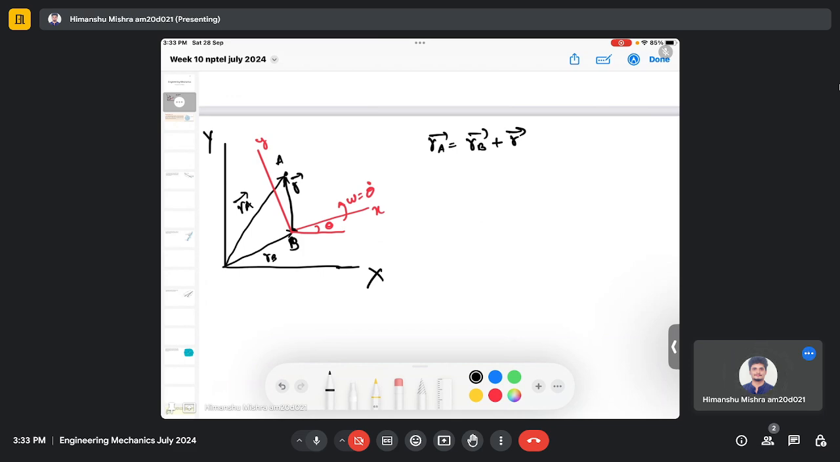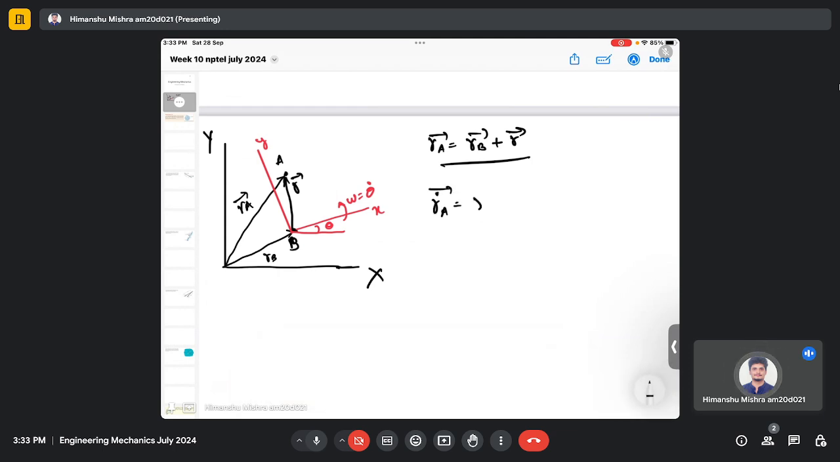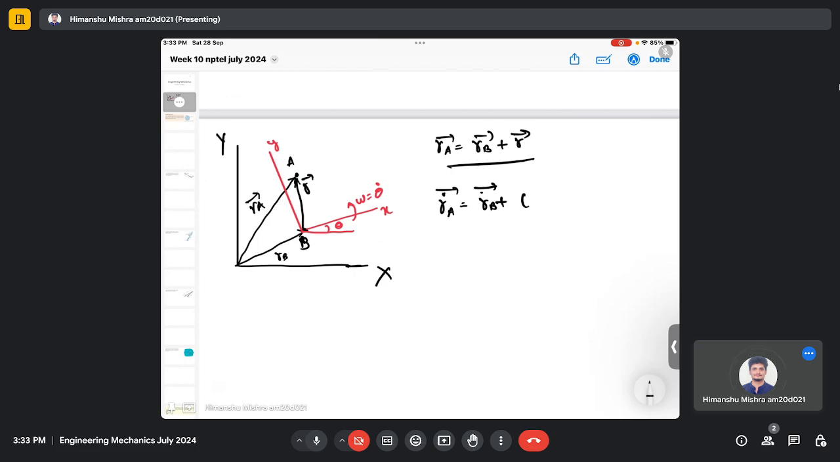Now I need to calculate the velocity, and for that I need to differentiate this expression of position vector with respect to time. So it will be R dot A equals R dot B plus d by dt of (x plus y). So this is my vector R.